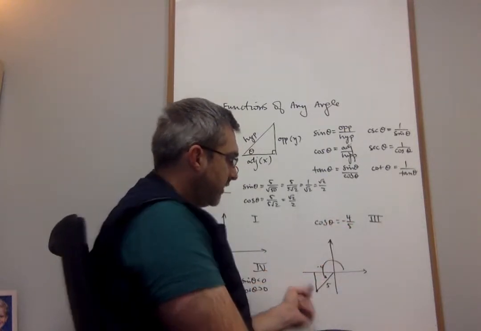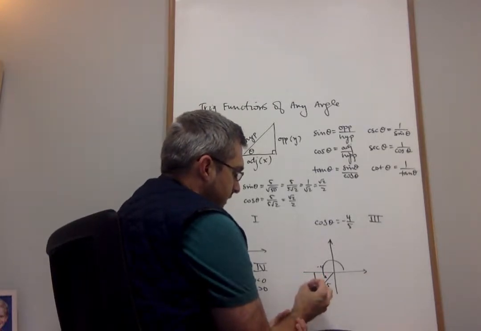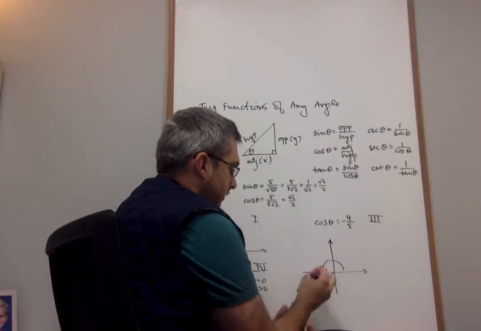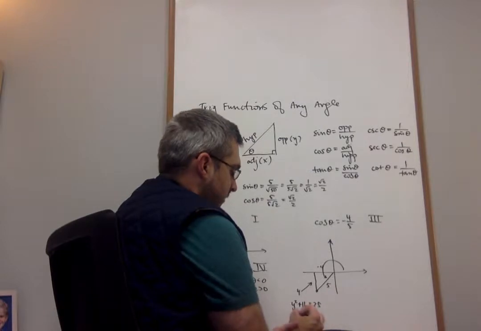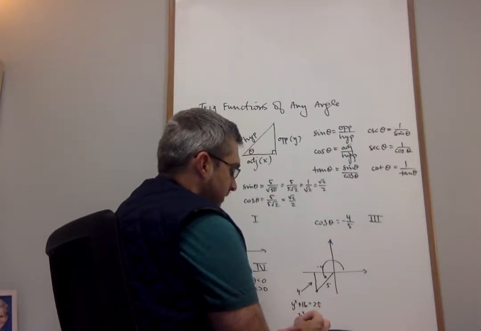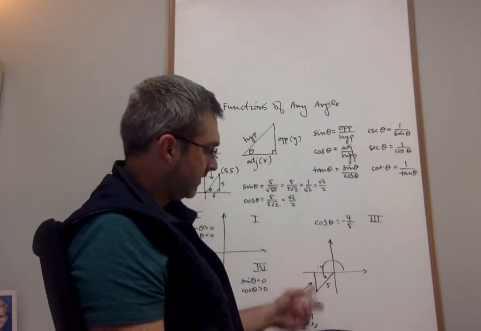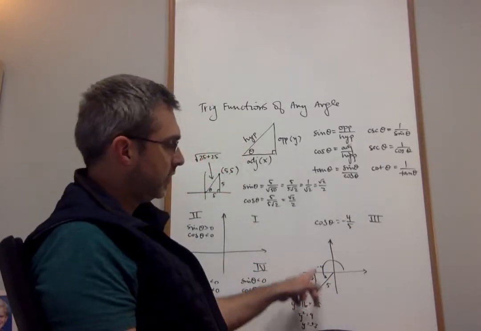And so I need to figure out what this third side is. Let's call it y. Y squared plus negative 4 squared, which is 16, equals 25. So y squared is 9, and y is plus or minus 3. Which one is it? In this case, it's negative 3, right? Because the y part's negative.